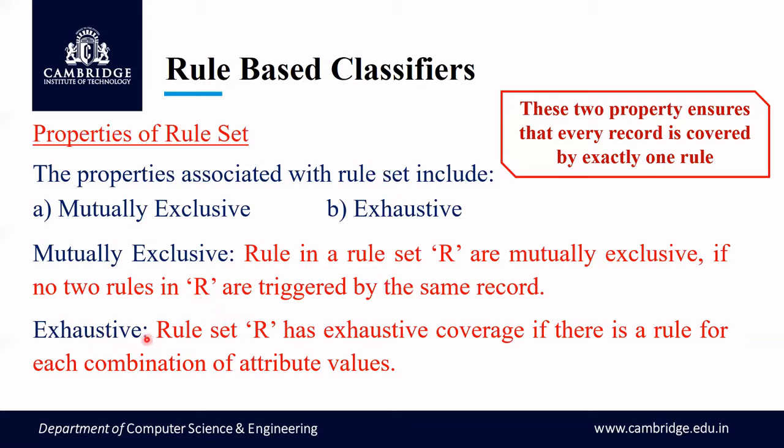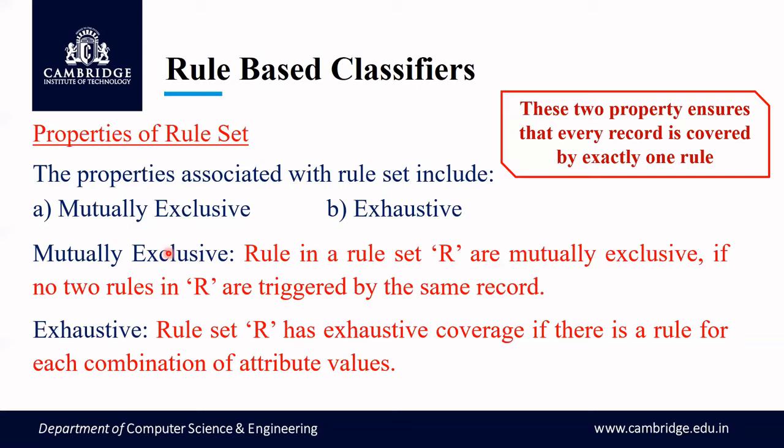When I say exhaustive, this property ensures that every record is covered by at least one rule. So exhaustiveness ensures there should be at least one rule, and mutual exclusiveness ensures there should be at most one rule. Both put together, we can say that every record is covered by exactly one rule. That is the usage of these properties.